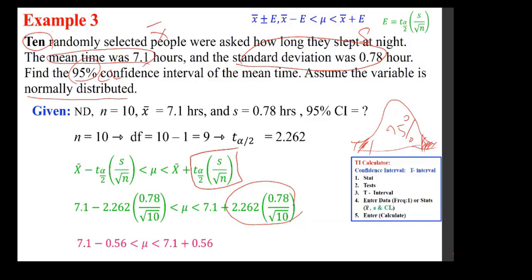But I highly recommend you keep a lot more decimals just to be on the safe side. The rounding takes place at the very end. And so do the math. We end up with 6.54 less than mu, less than 7.66.